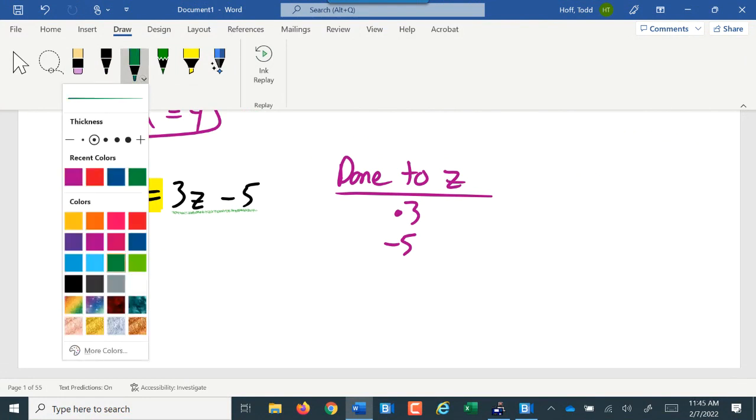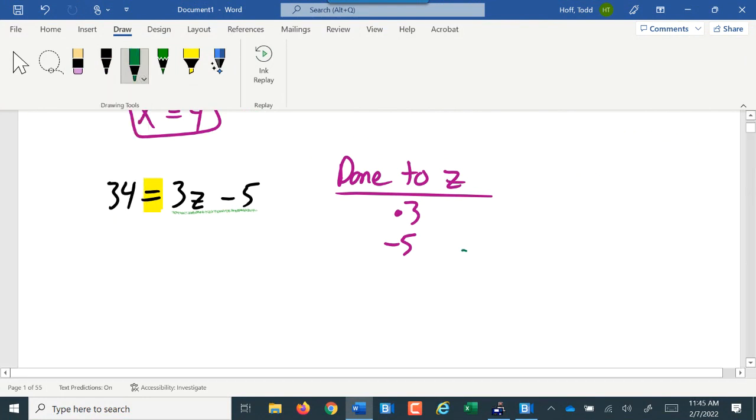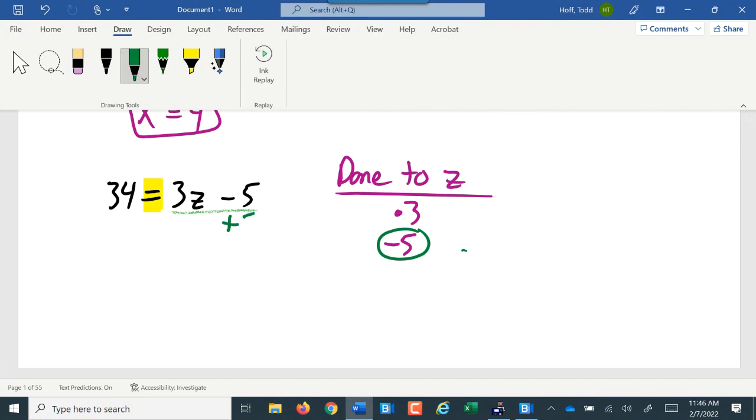Now when we go to take this apart, think of putting together a piece of furniture or a bottle or whatever. You've just finished putting it together. You put on the last piece. You need to take it apart. The first piece you're going to take off is that last piece you put on. So here the last piece that was put on was the subtracting 5. First piece we're going to take off is the subtracting 5. We're going to remove it by adding 5.